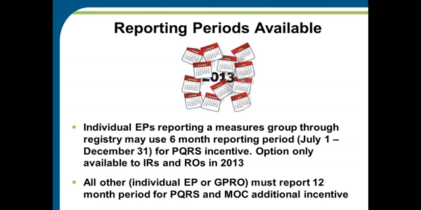There are 2 reporting periods available. One reporting period is the 6-month reporting period, July through December, and only individual physicians that are reporting a measures group using a registry may select this reporting period. So basically that option is only available to interventionalists and radiation oncologists in 2013 because there is not a measures group that applies to diagnostic radiologists this year. All other participants of the program, whether they are individual physicians or group practices, must report a 12-month period for PQRS to be incentive eligible and to be eligible for the MOC additional incentives.